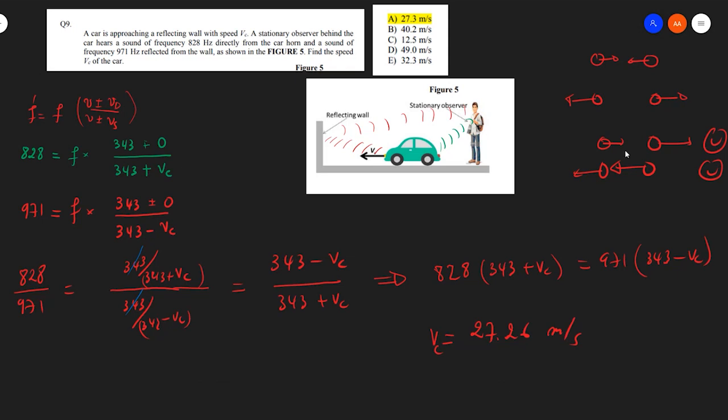We do not know here what will be the result, because this one might be larger, this velocity might be larger. We cannot predict. But here, we are sure that the F prime is larger than F, and here we are sure that F prime is smaller than F. What does the rule say?